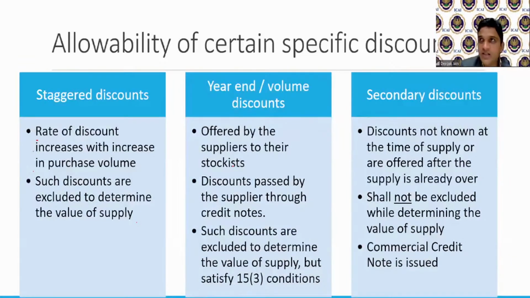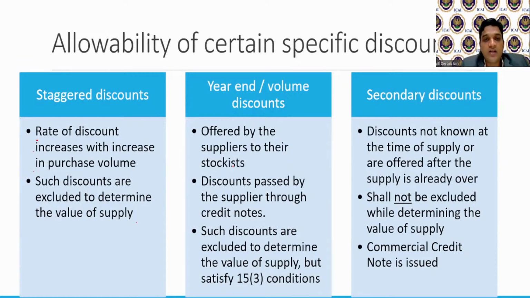So if it is a staggered discount, the principle is the same. If I have agreed at the time of supply and it is given through a credit note which is linked to the sale value, which is linked to the invoice, then it is permitted. So the rate of discount increases; that's only one of the mechanisms. But if it is linked to the invoice, I will get the benefit. It will be reduced from the value of supply.